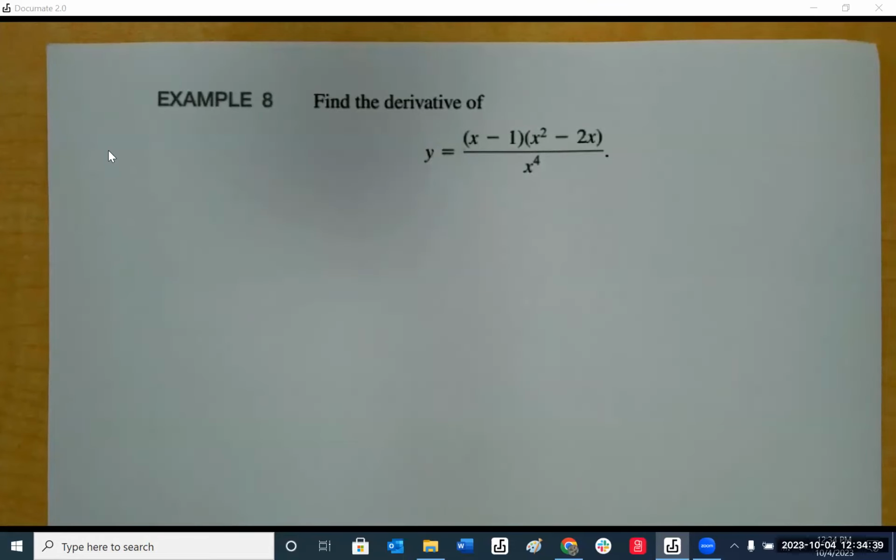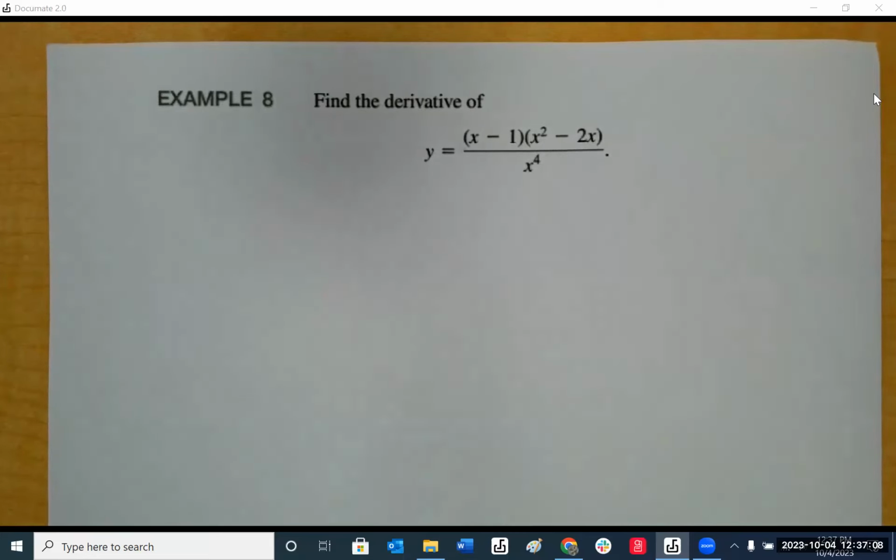As you guessed, we have to combine product and quotient rule at the same time now. You guys want to try it on your own first, or? Yeah, try it on your own first. What's different about the bottom number here as opposed to the other ones we've done? This is a monomial.